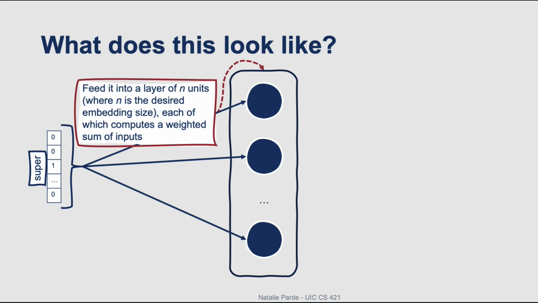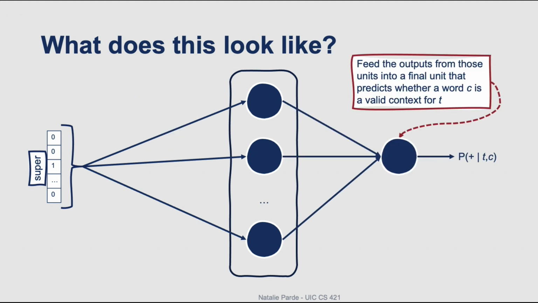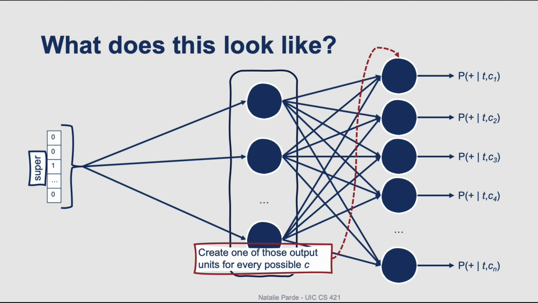Each one of those units computes a weighted sum of the input values. The outputs from each of those units are fed into a final unit, which also computes a weighted sum of inputs and then makes a prediction based on that weighted sum. The prediction corresponds to the likelihood of a context word C occurring with the input target word. There are enough of those final units to cover all possible context words. So now we have a classifier that can predict whether different context words will occur with a target word.